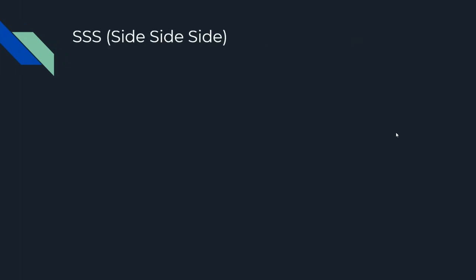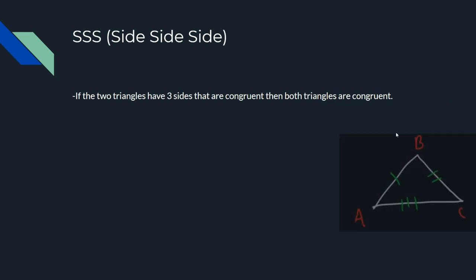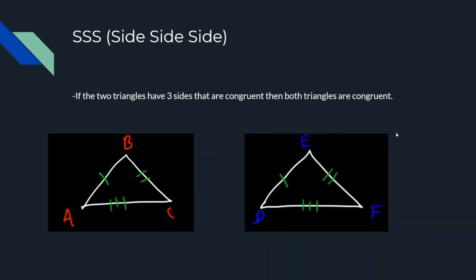The first one we're going to talk about is side, side, side. If the two triangles have three sides that are congruent, then both triangles are congruent. We have triangle ABC and DEF. Now, as you can see, they have these dash marks on them. This one has 1, this one has 2, this one has 3. Also, on this other triangle, this one has 1, this one has 2, and this one has 3.